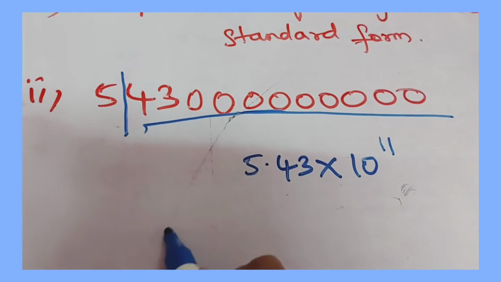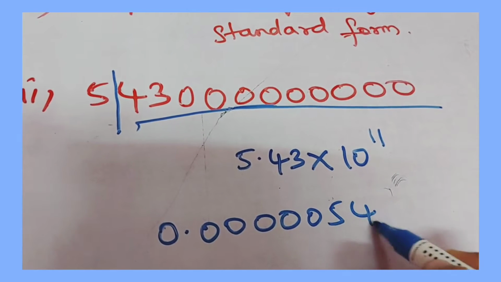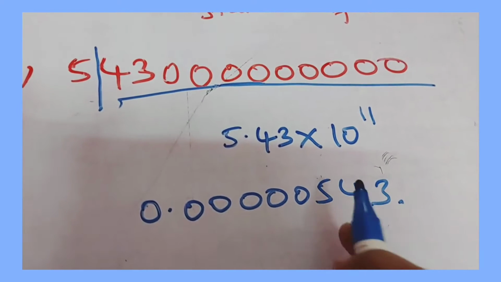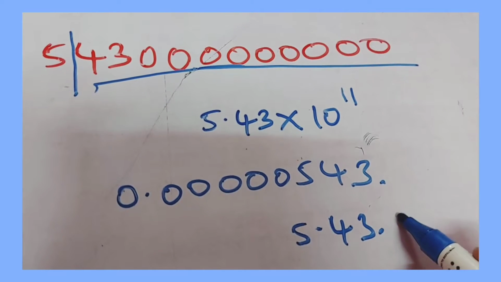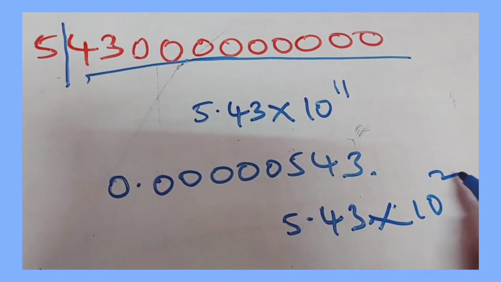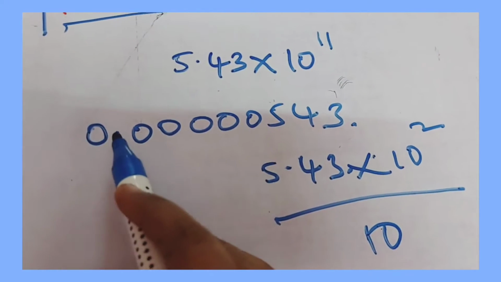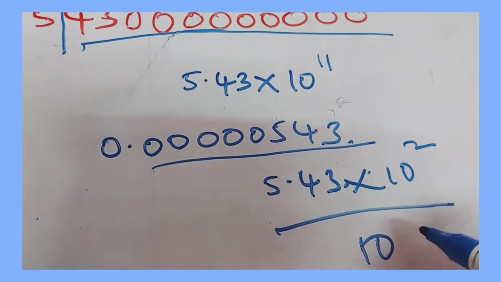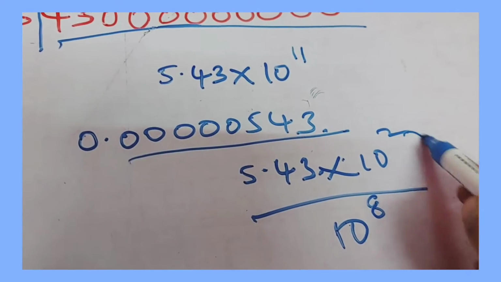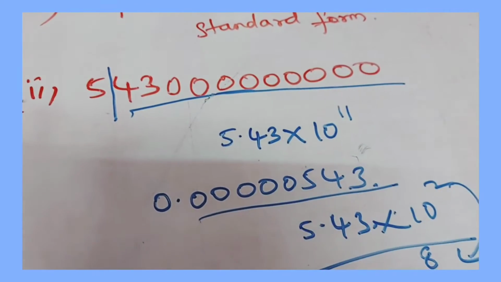Okay, if 0 point is given, like 0.0000543, then what you have to do, you have to take 5.43 into 10 to the power of 2, then by 10 to the power of how many numbers are there after the point. You have to count all the numbers, 1 2 3 4 5 6 7 8, 10 to the power of 8, then you have to do 2 minus 8. Like this you have to do if 0 point is given.